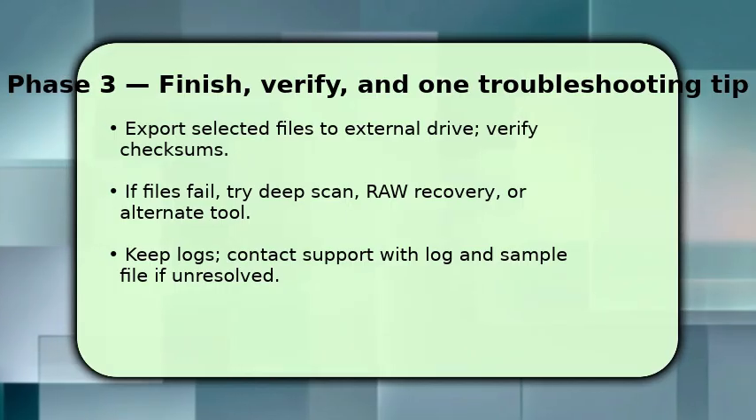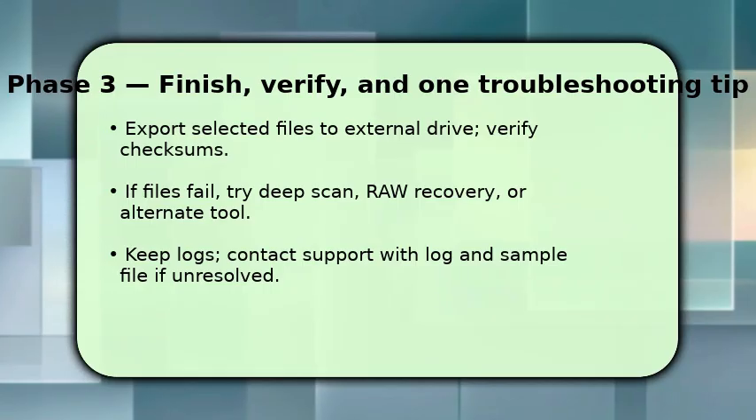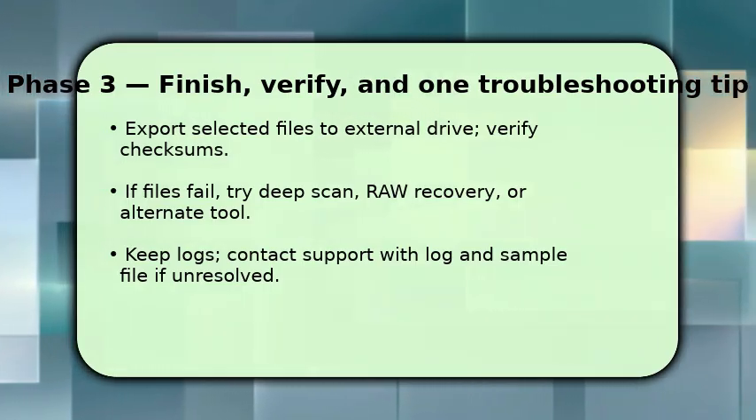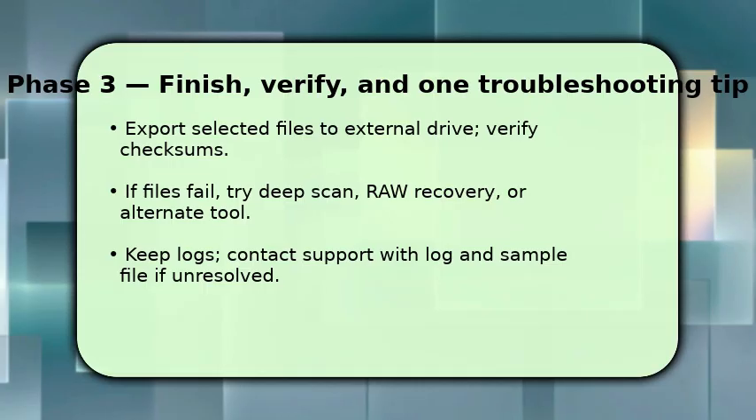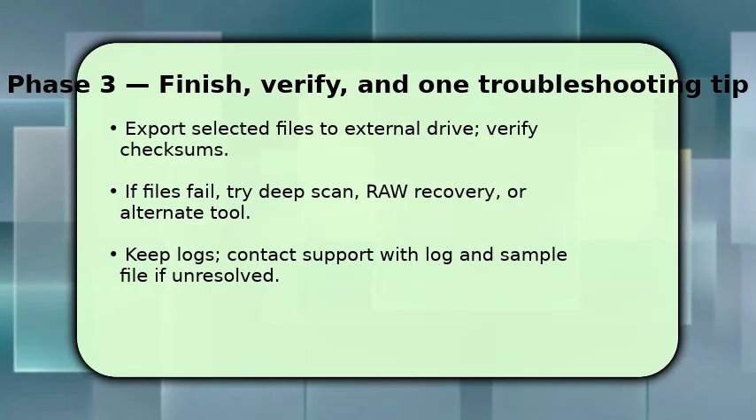If files are missing or damaged, first rerun a deep scan, then attempt RAW signature recovery to find fragments by type. If that fails, avoid further writes, save Recover My Files logs, and try an alternate recovery tool or create a disk image for specialists.